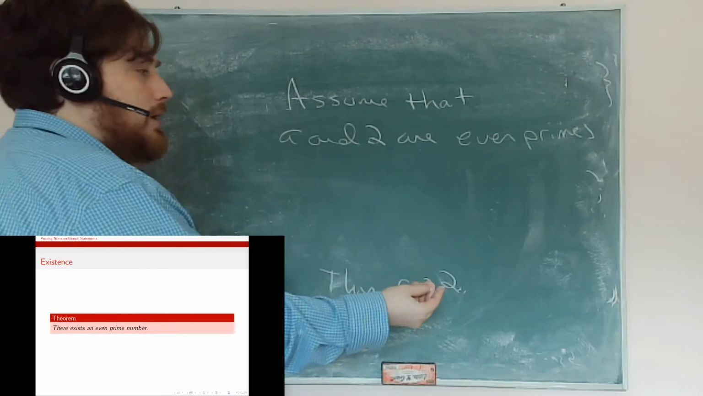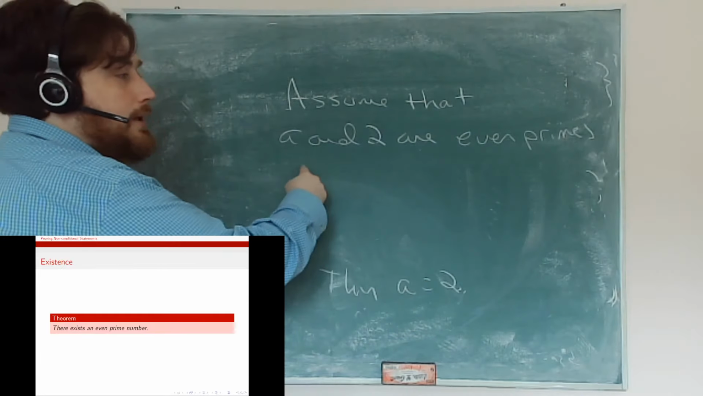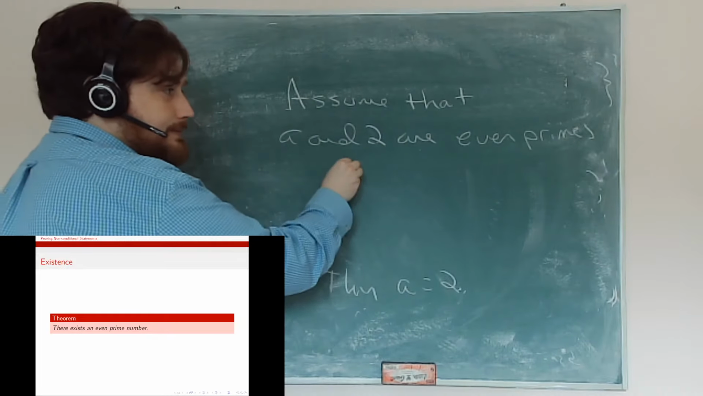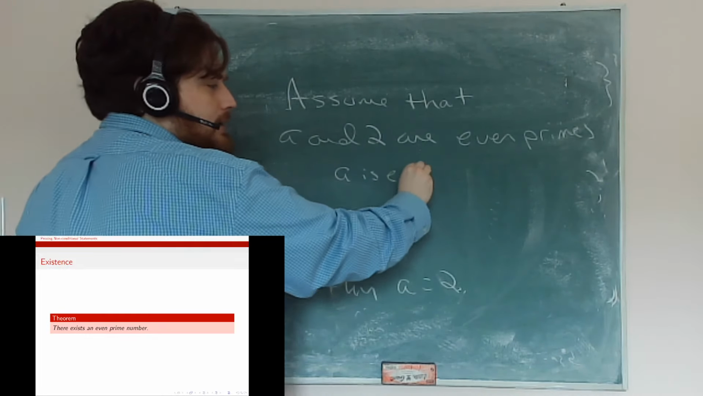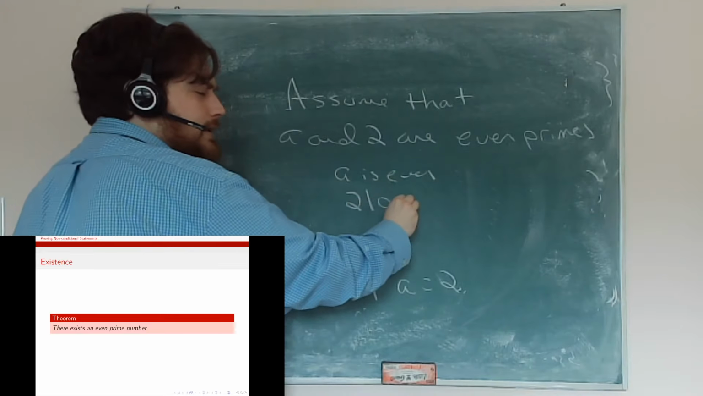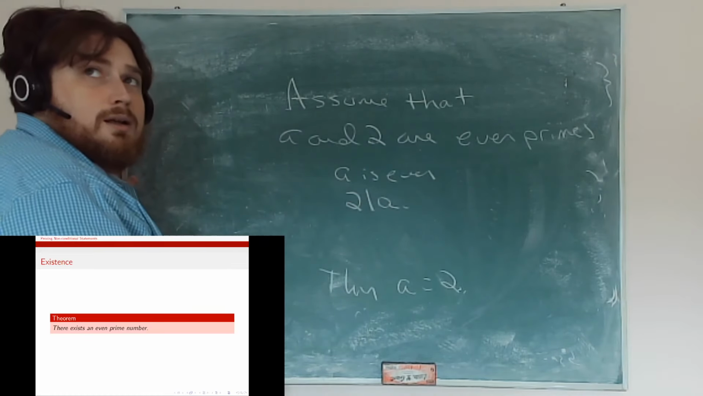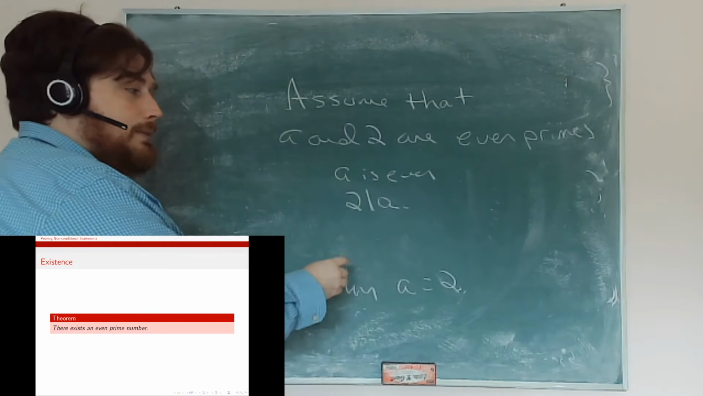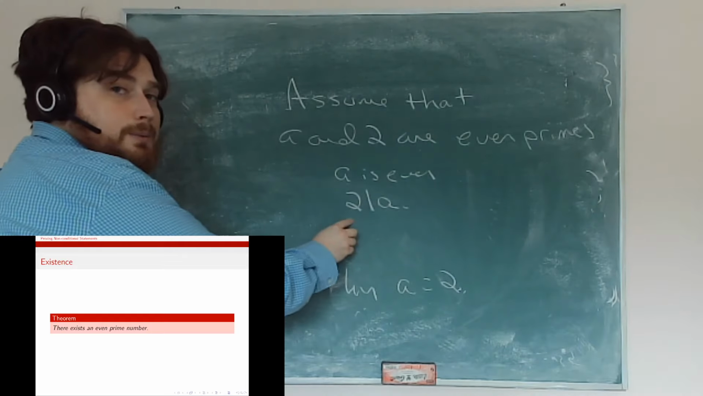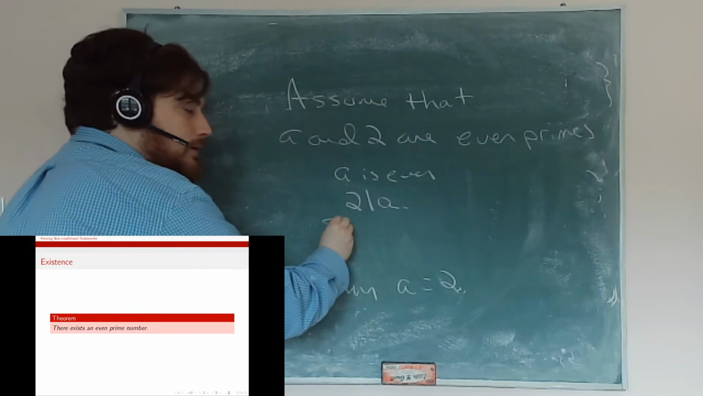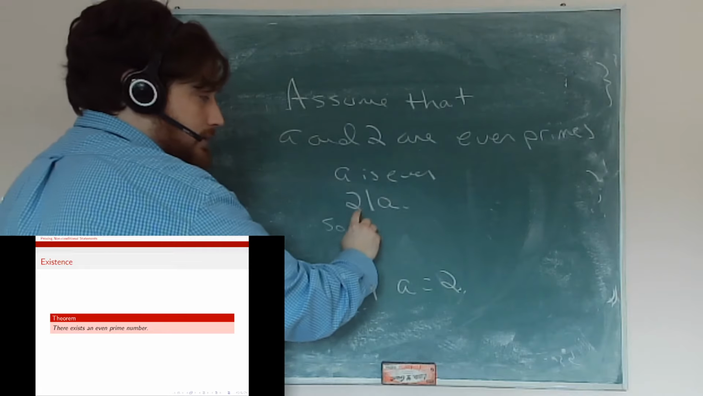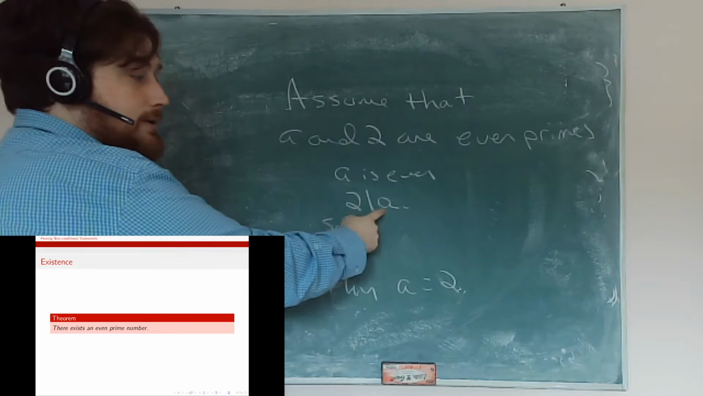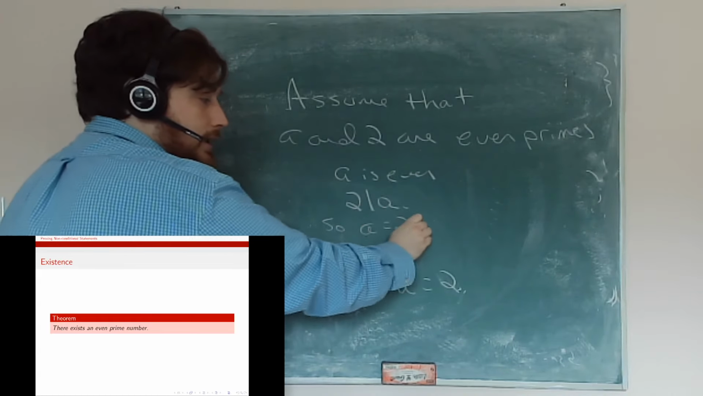So, how would we do that? Well, what we get is A and 2 are both even primes, so A is even. But since A is even, 2 divides A. However, we know that A is prime, and prime means that it's only divisible by itself and 1. So A is only divisible by itself and 1. Since 2 is not equal to 1, A has to be equal to 2.